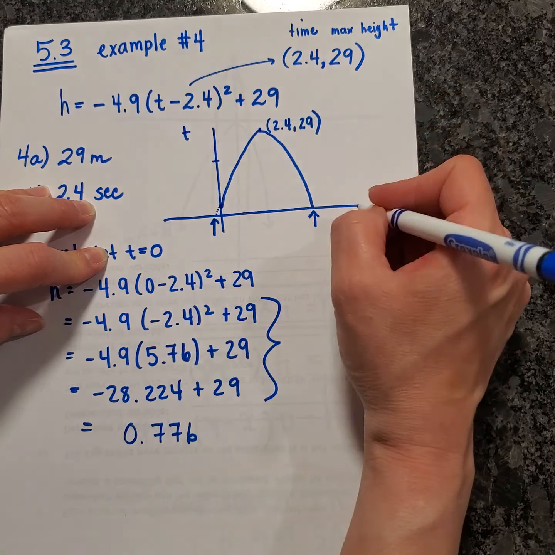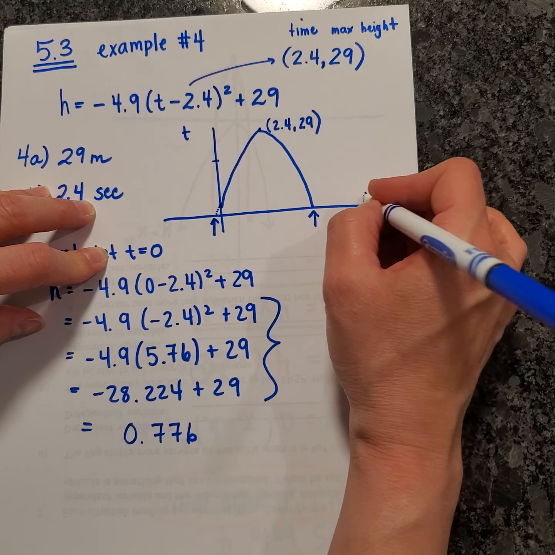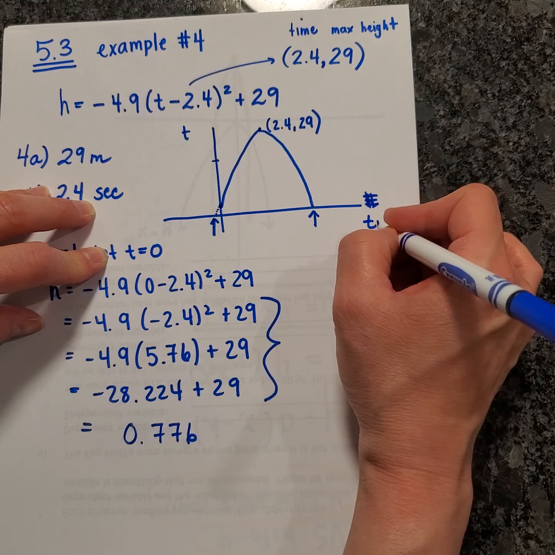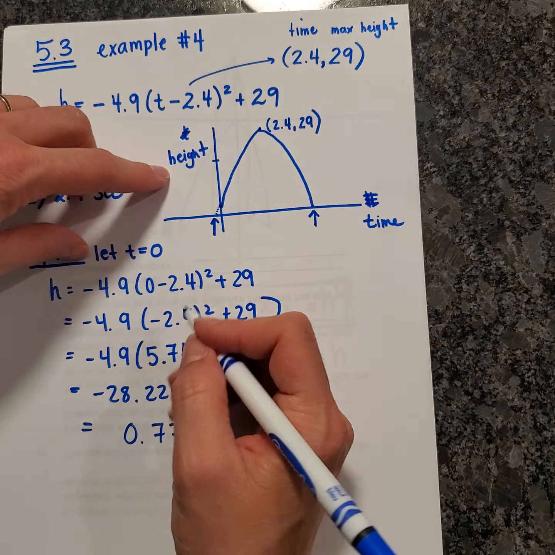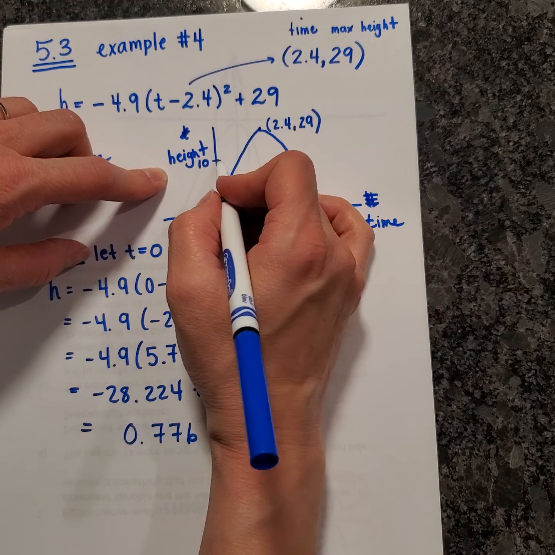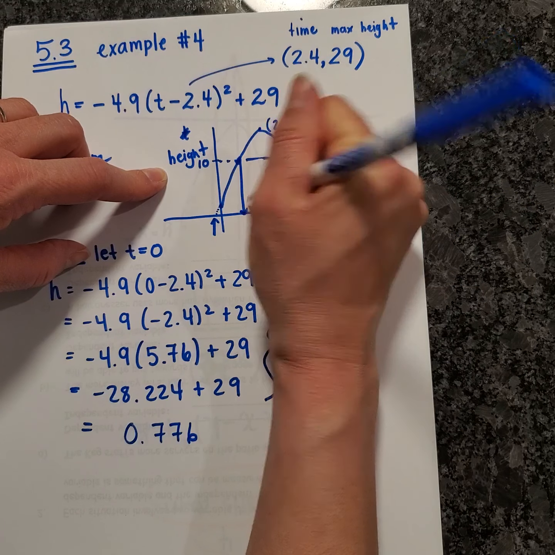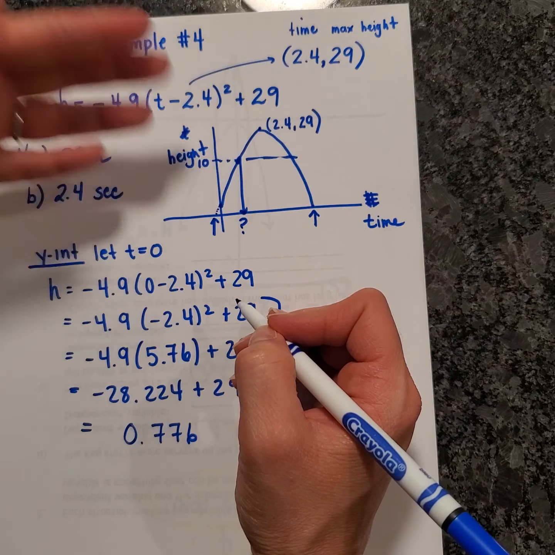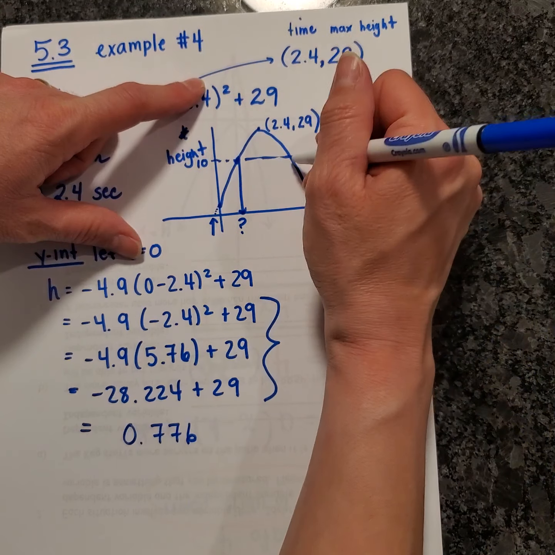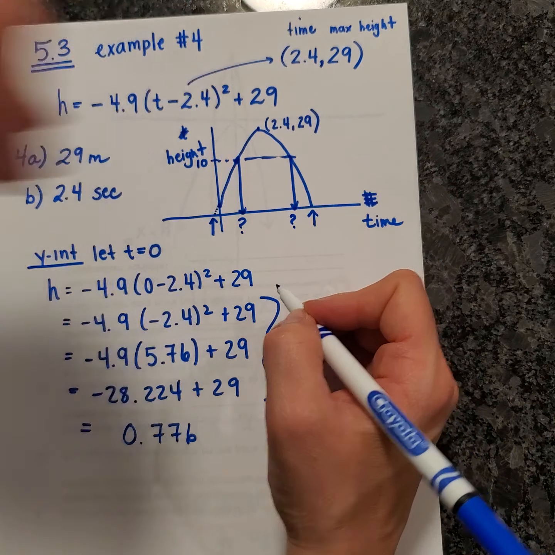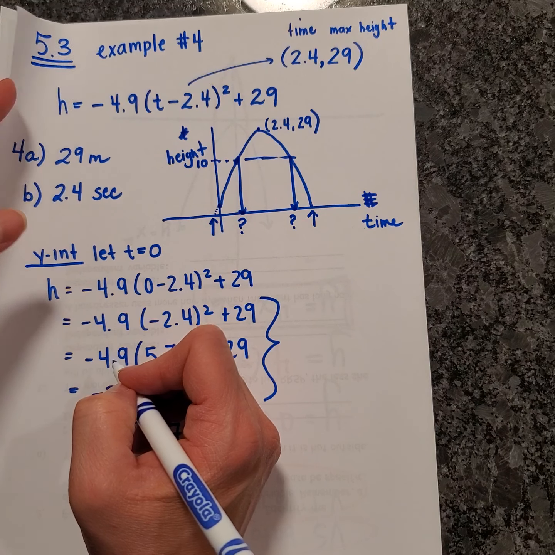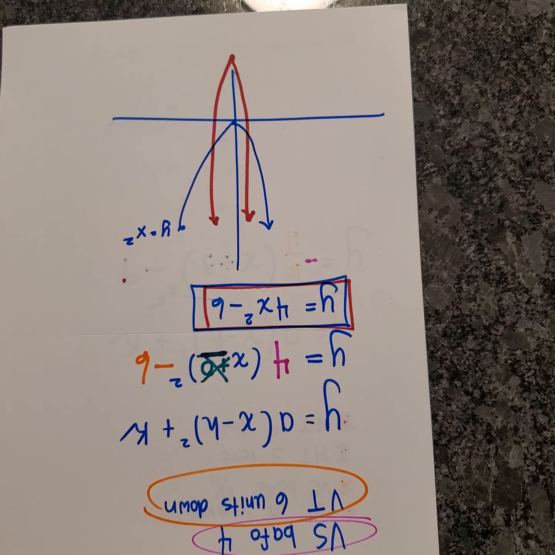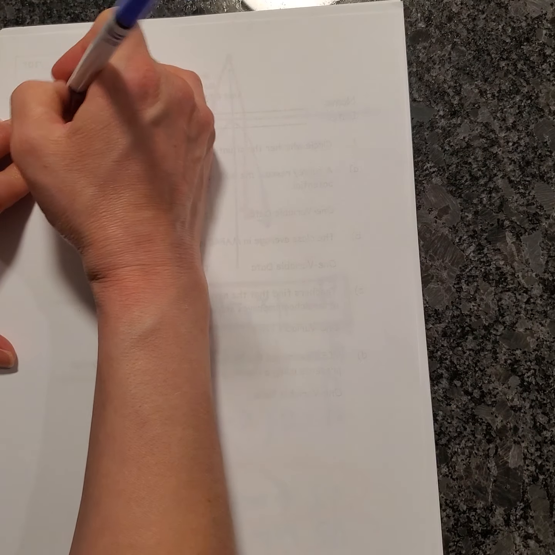We have time, and we have height. So let's say 10 meters is there. We want to figure out when did it reach 10 meters? And it's going to happen twice. It's going to happen once on the way up and then again on the way down, because parabolas are symmetrical. So what we're going to do is substitute 10 into the equation.